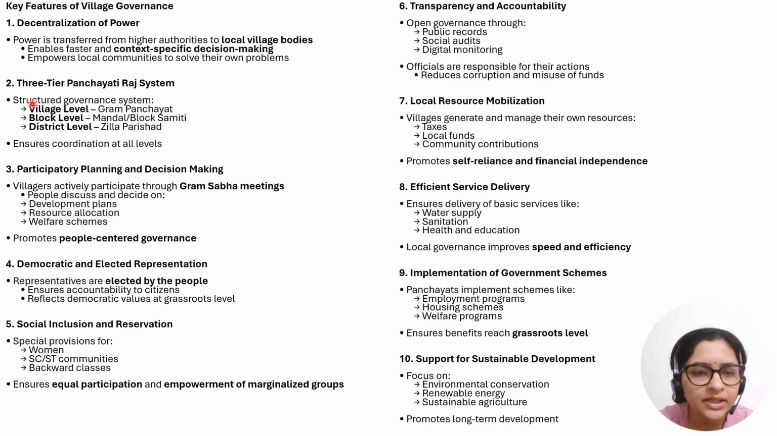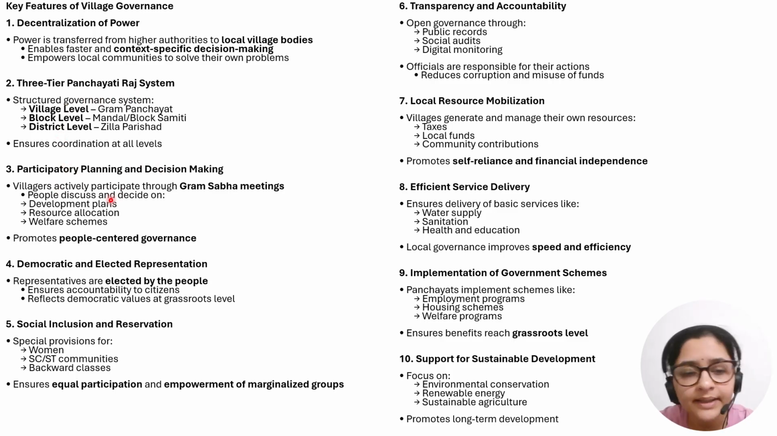Then second one is the three-tier Panchayat Raj system. So Panchayat Raj works on three different levels. First is village level, next block level, next district level. Village level is called Gram Panchayat. Block level is called Mandal or Block Samiti. District level is called Zilla Parishad. So it ensures that there is coordination at all levels.